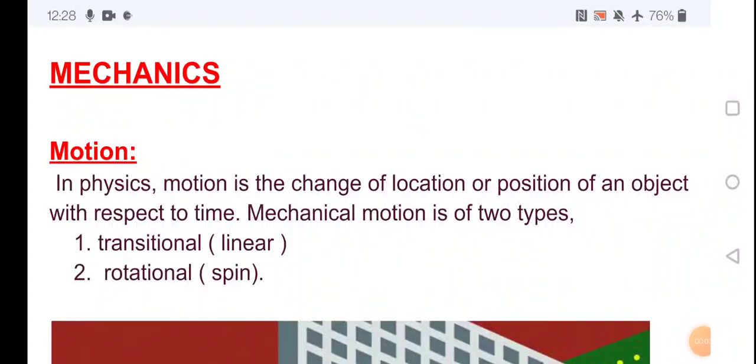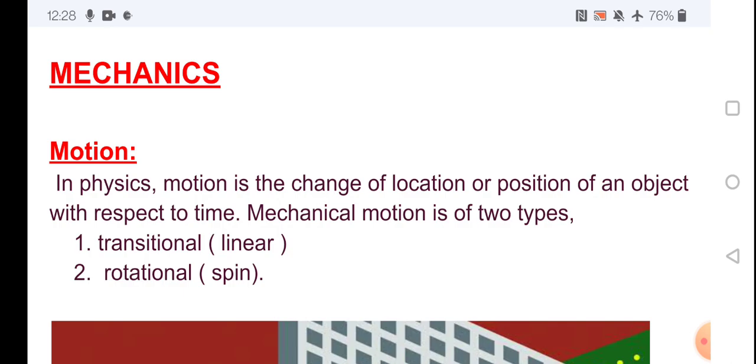Hi friends, today we are starting a new chapter, that is mechanics. In mechanics, we learn some of the definitions like motion, speed, velocity, acceleration, and we move on to some other concepts. First we learn the definition of motion.